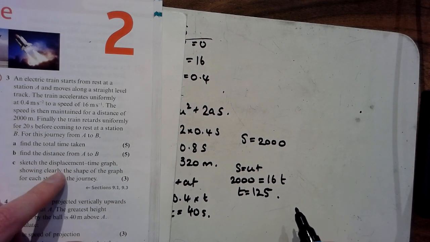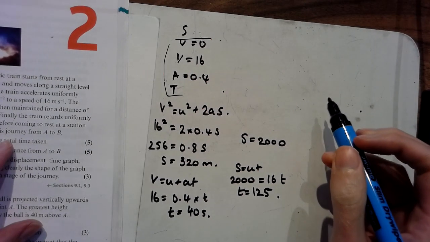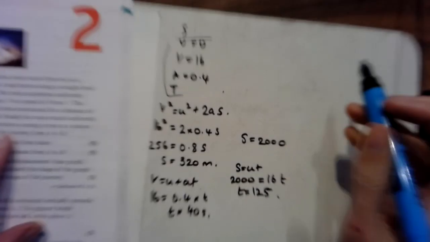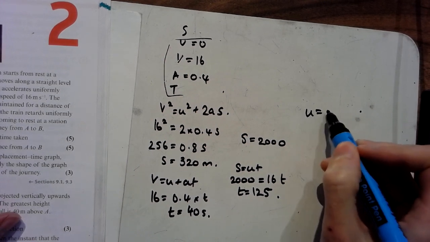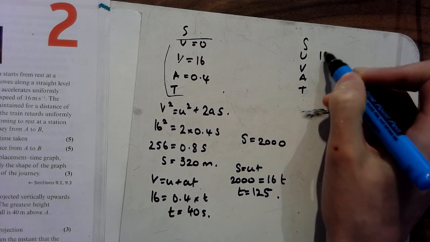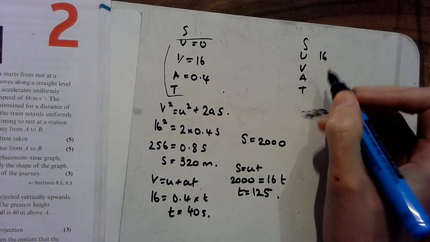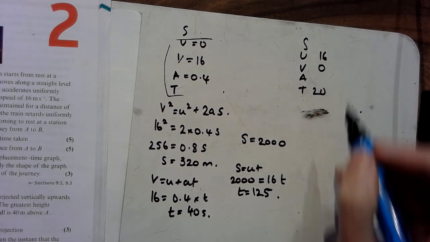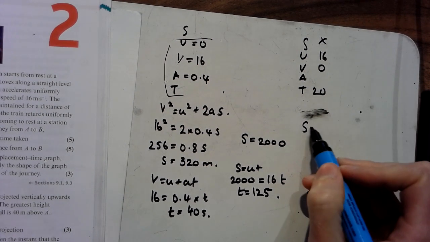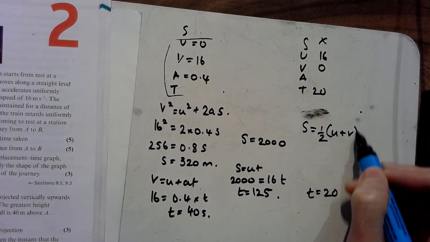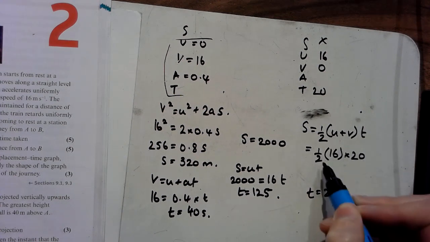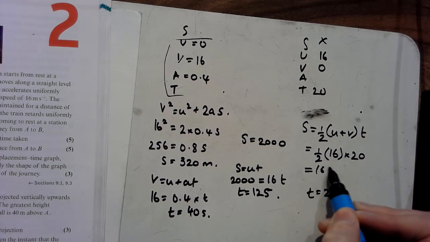Okay, and then the third part of the journey, we're decelerating uniformly for 20 seconds, coming to rest. So I know I was going at 16. It tells me I'm doing this for 20 seconds. I'm coming to rest. So I know t is 20, but I need s. So I'm going to use s is a half of u plus v, lots of t. So that's a half times 16 times 20. So 8 times 20 is 160 meters.